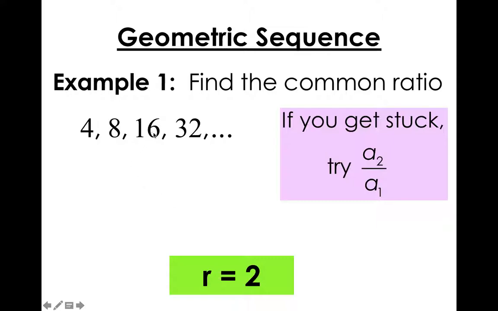Or we could do 16 divided by 8. Or we could do 32 divided by 16. Regardless of which group you use, whether you do a sub 2 divided by a sub 1, a sub 3 divided by a sub 2, and so on, your common ratio should still come out to be the same every time. If it does not, you either did some algebra wrong, or it's not a geometric sequence. But in our case, we see that r equals 2, which is our common ratio.